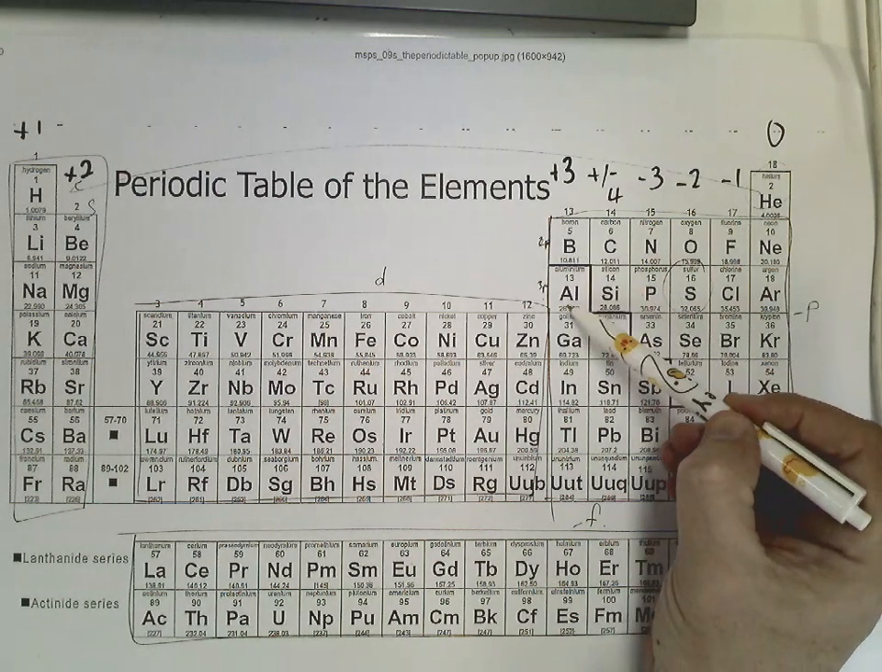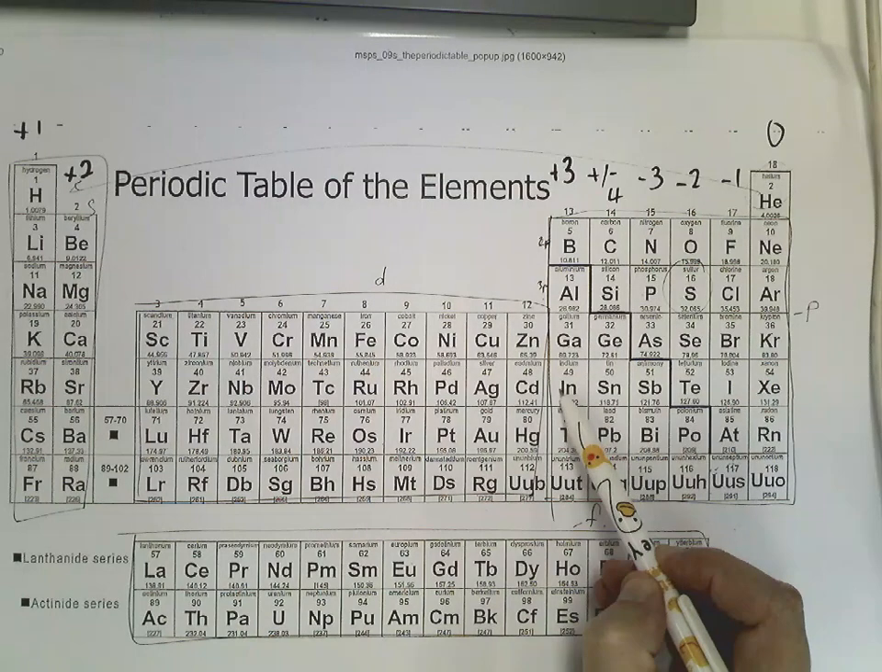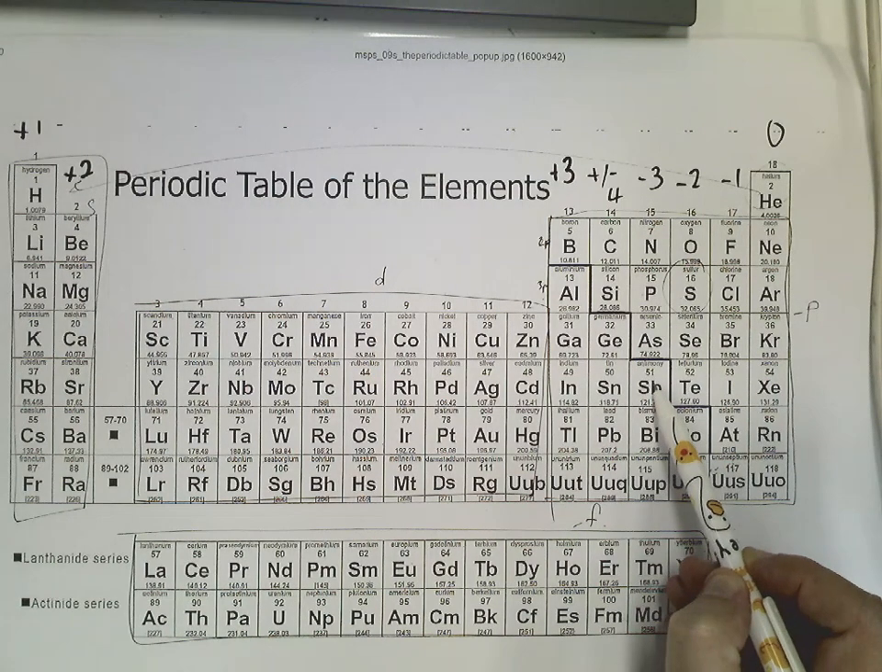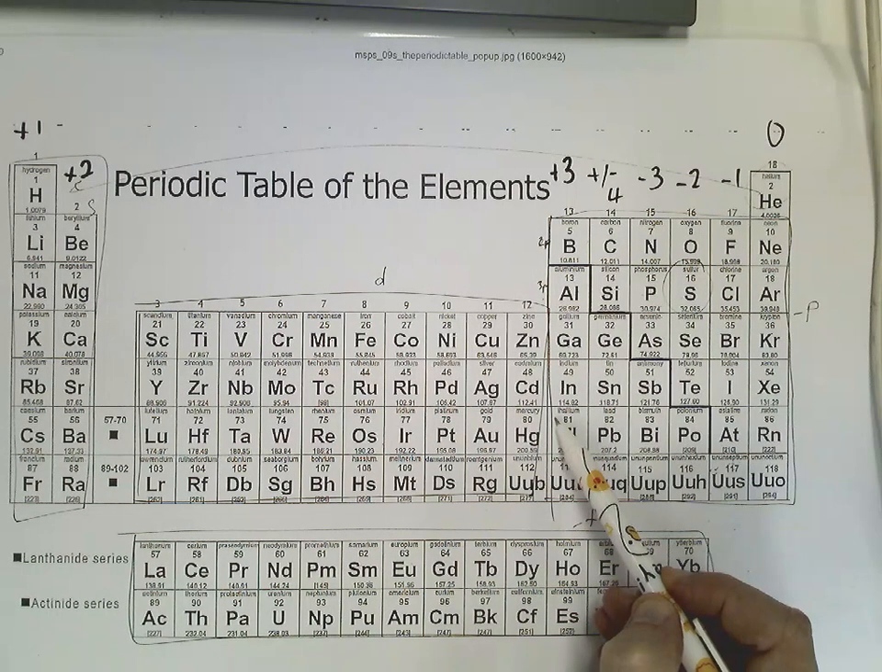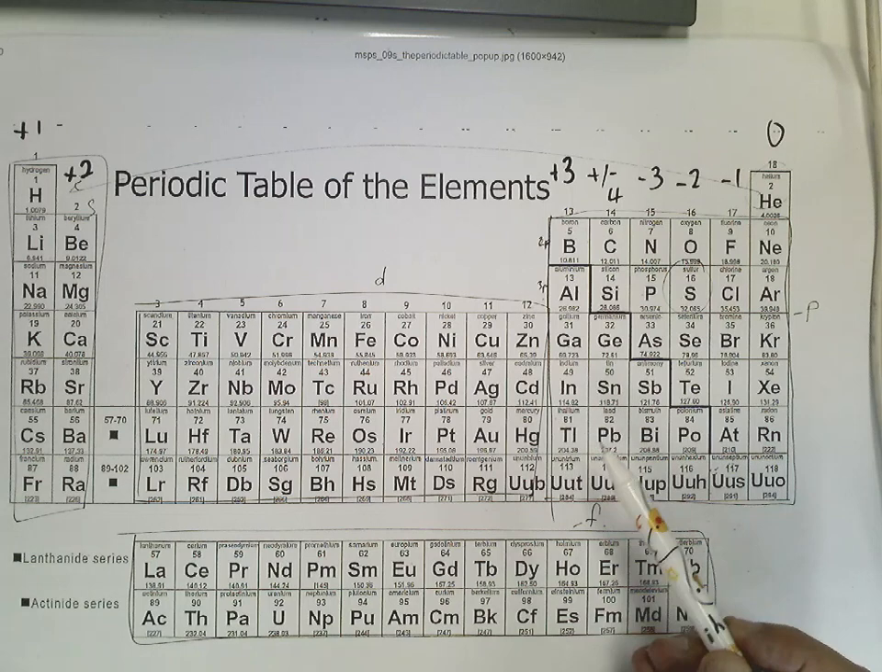So 2p, 3p, 4p, 5p. So it would be what's it called? Antimony. 2, 3, 4, 5. All right, okay.